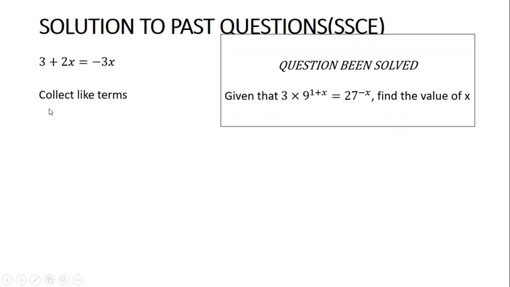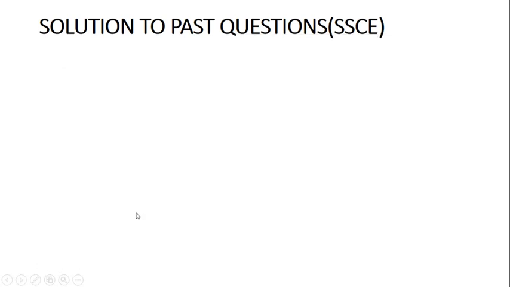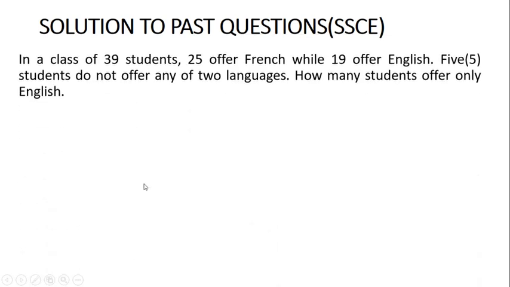By the time you collect like terms, this is positive here. Once it crosses over, it becomes negative. So then we have minus 3x minus 2x, which gives us minus 5x. Divide both sides by minus 5, and then you arrive at your final answer, x equals minus 3 over 5. I believe that's self-explanatory, and if you don't understand, you can always play back and ensure you get everything that is in there. Now the last question.